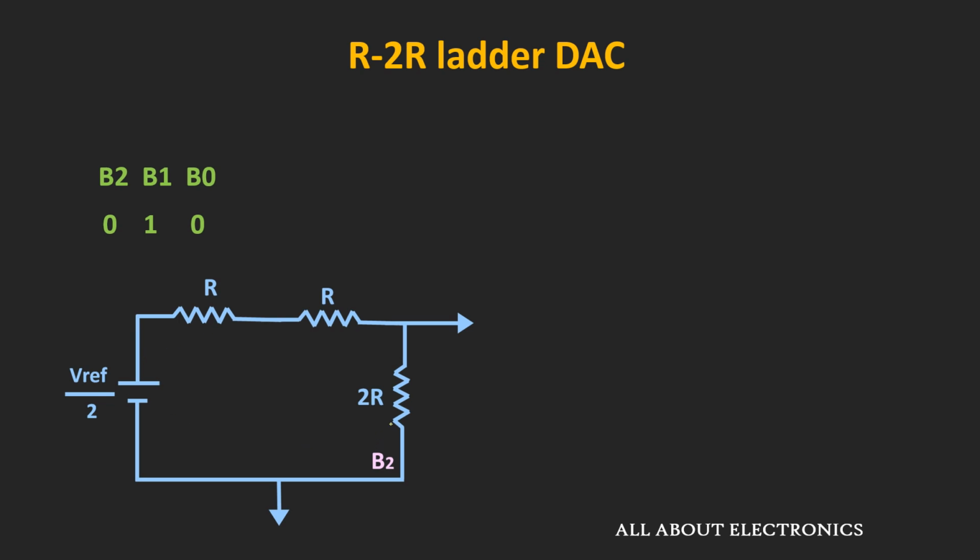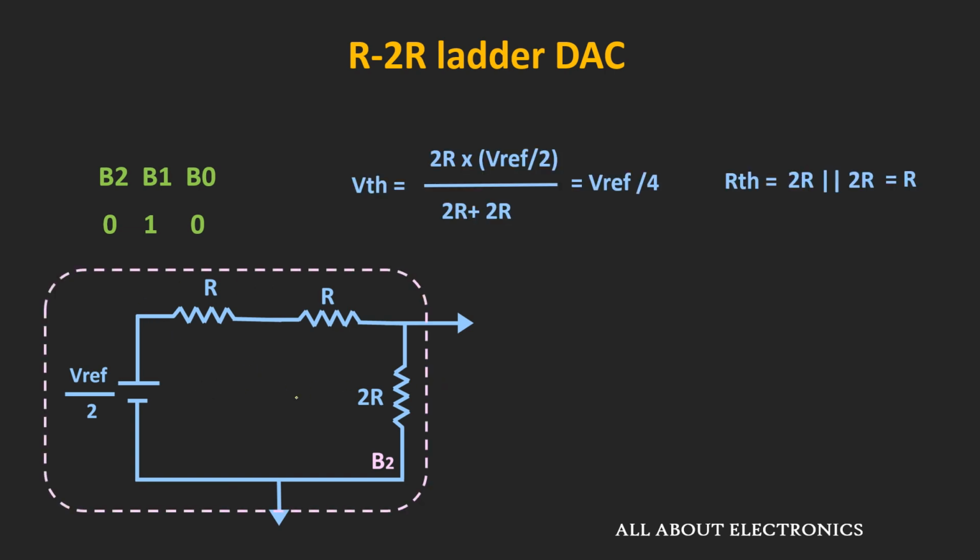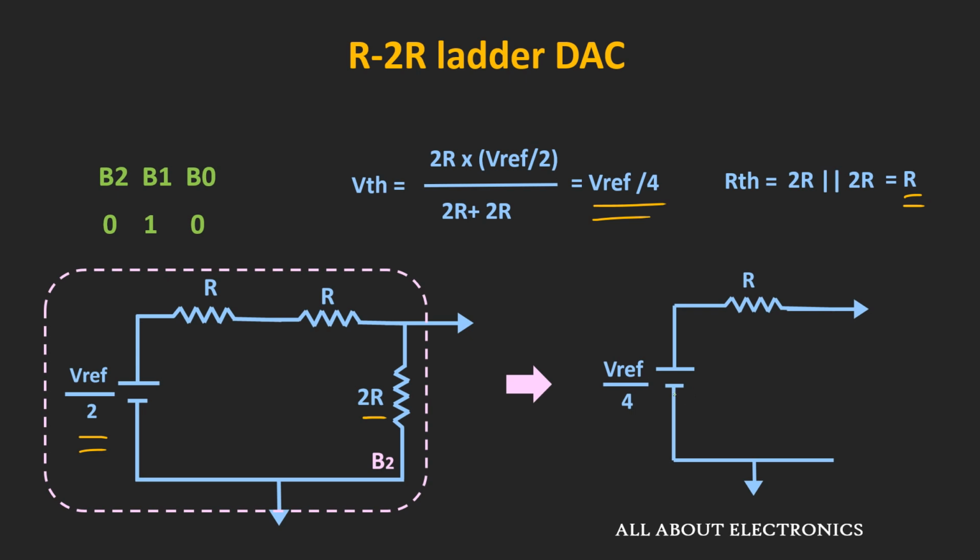Now once again, to find the output voltage, let us find out the Thevenin's equivalent circuit for this portion. So for this circuit, the Thevenin's equivalent voltage will be equal to 2R divided by 2R plus 2R times this voltage, that is equal to V reference by 4 volt. And considering this voltage source as 0, the Thevenin's equivalent resistance will be equal to R. And if you see the equivalent circuit, then it will look like this.